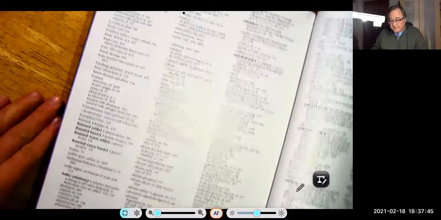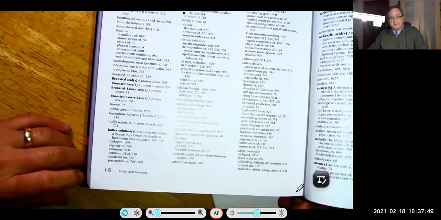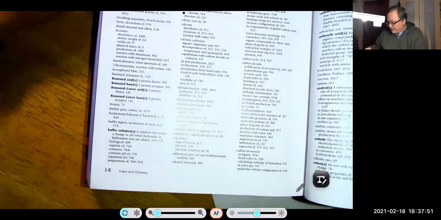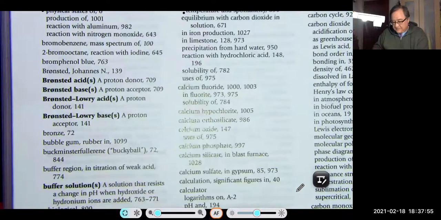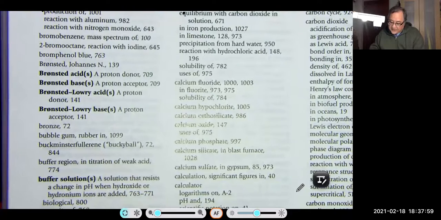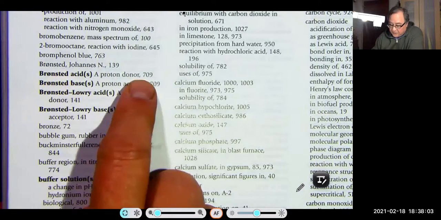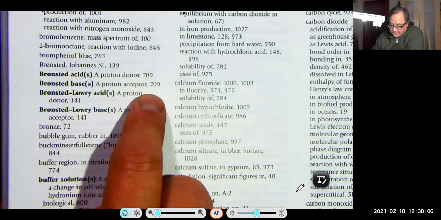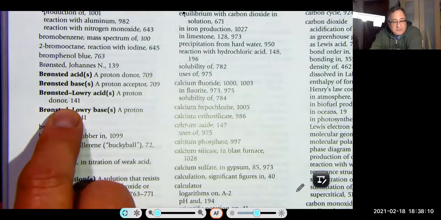Okay, so let me zoom in on that just a little bit. Does everyone see the Bronsted-Lowry stuff in here? Now you'll notice for the Bronsted-Lowry, they have it in a couple of places. Here, this is page 709, and here, this says page 141.